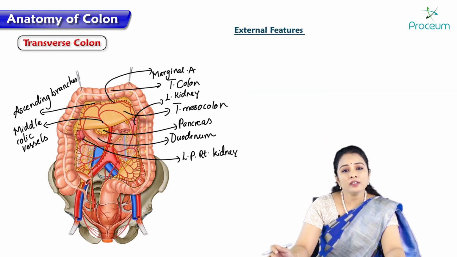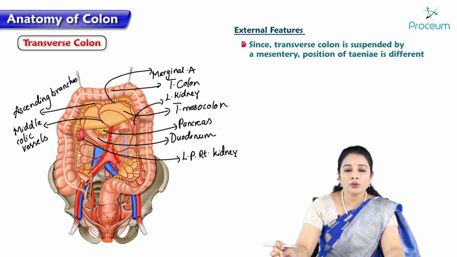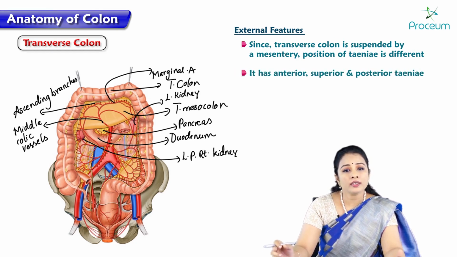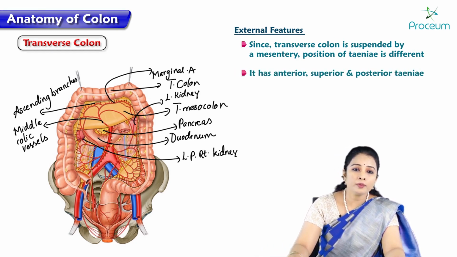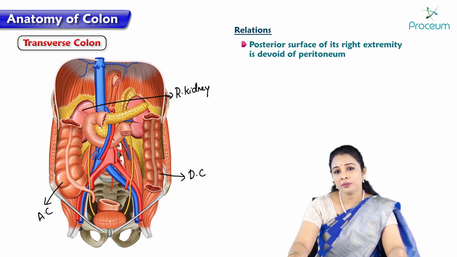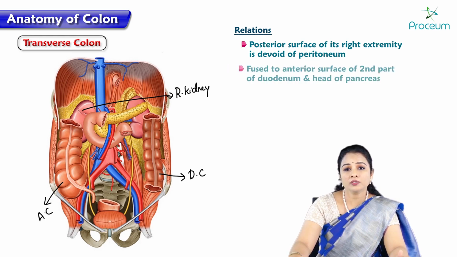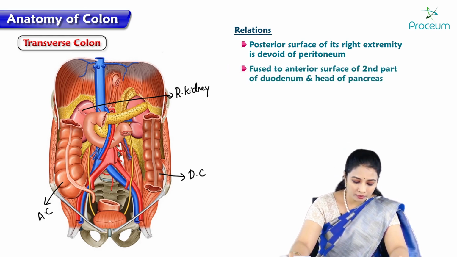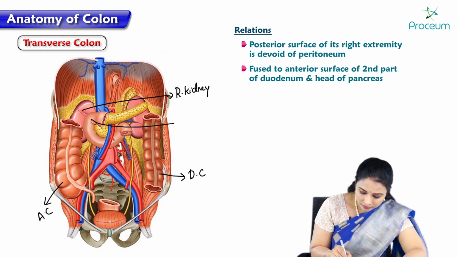fat. External features: since the transverse colon is suspended by the mesentery, the position of the colon is different. It is anterior, superior and posterior. So, let us see the posterior relations. The posterior surface of the right extremity is devoid of peritoneum, hence it is fused with the anterior part of duodenum. So, here is the duodenum.